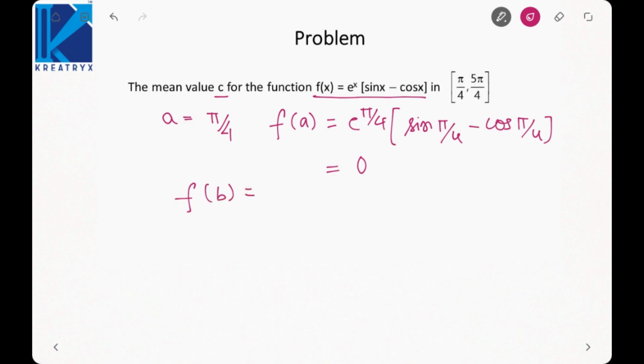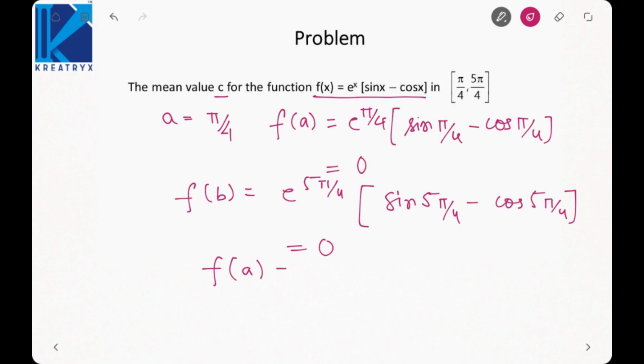What about f(b)? f(b) will be e raised to power 5 pi by 4 into (sin 5 pi by 4 minus cos 5 pi by 4). At 5 pi by 4, sin and cos both have the value minus 1 by root 2, so their difference is 0. So as I can see, f(a) is equal to f(b). And since the function consists of exponential and the sine cosine function, it is definitely continuous and differentiable. So there must be a third point c such that f dash c is 0.